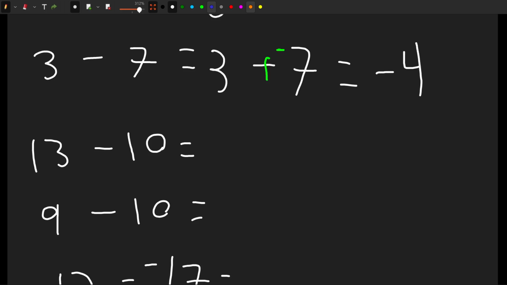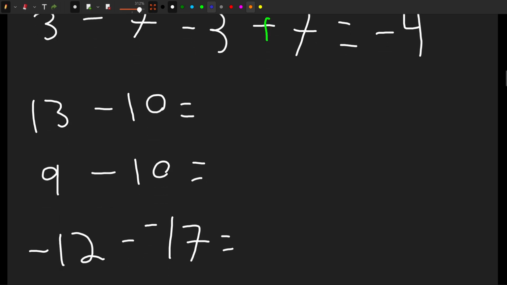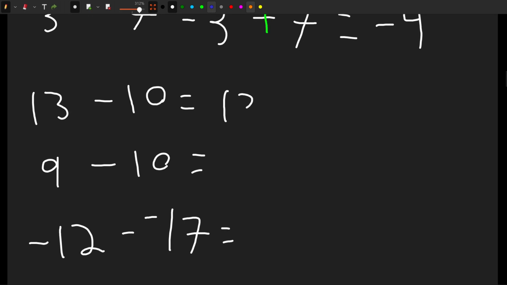Because, again, you can use a number line if you want to, or since they're the opposite sign, one is positive, one is negative, you can take the difference between the two. What's the difference between 7 and 3? It's 4. Which one is bigger? The 7 is bigger. It has more negative numbers, so this becomes negative 4. And so now we'll do 13 minus 10. Here we're going to change the subtraction to addition, and change this to a negative number. And so 13 plus negative 10 is just going to be 3.